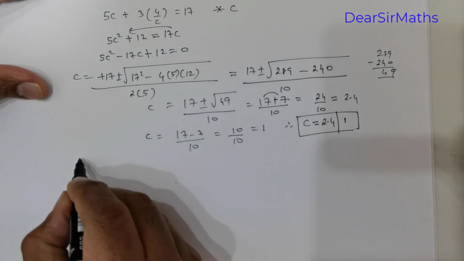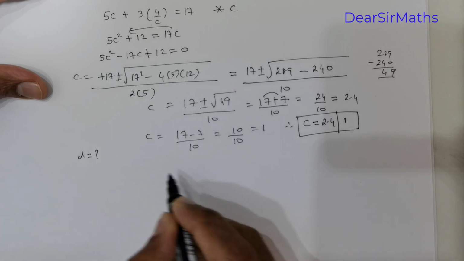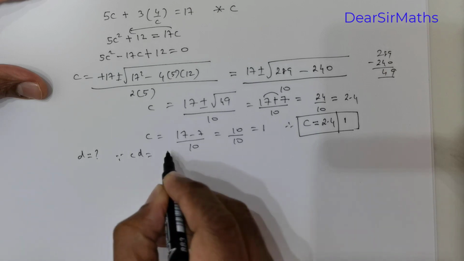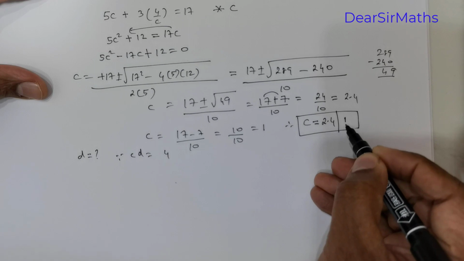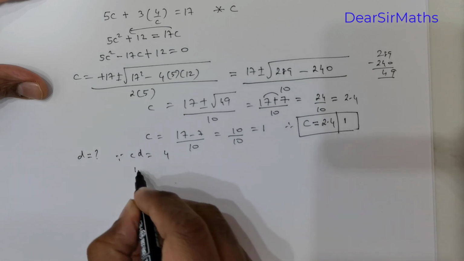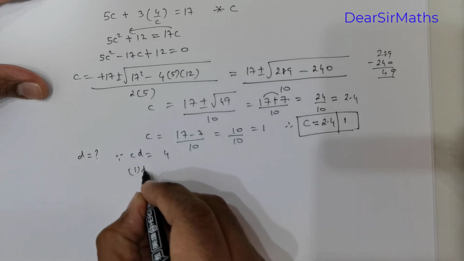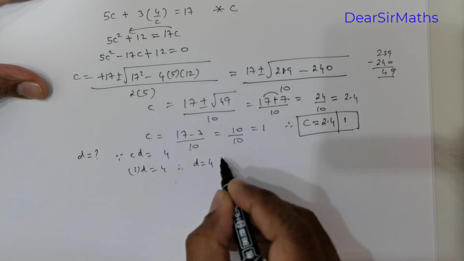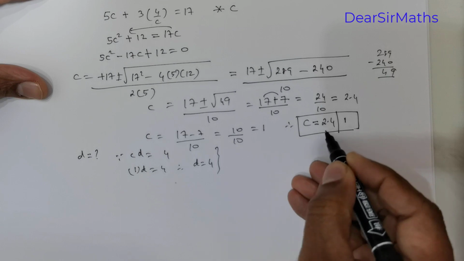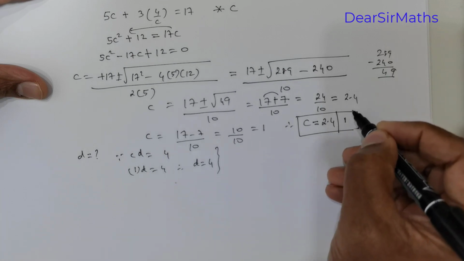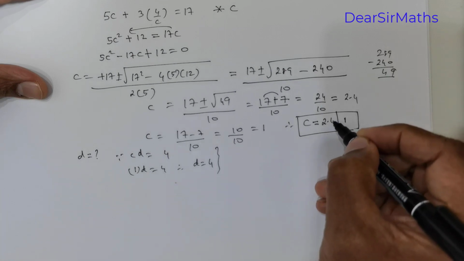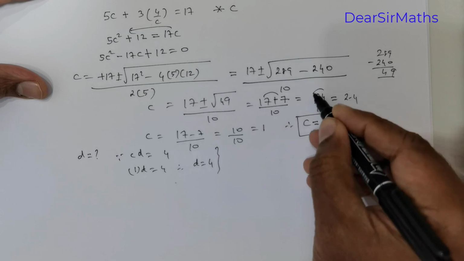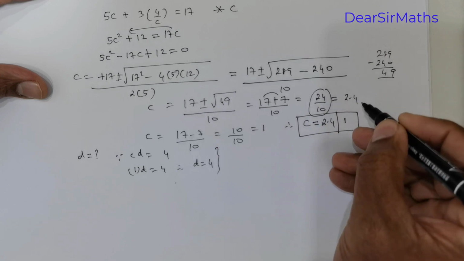So first we would achieve the value for D. Now since CD is equal to 4, I've got the value for C. So if we were to substitute 1, therefore D will be equal to 4. This is one value. The next value of C is 2.4. In fact, if you want, you can substitute it as 2.4, or you can simply substitute it as 24 over 10. It's up to you.